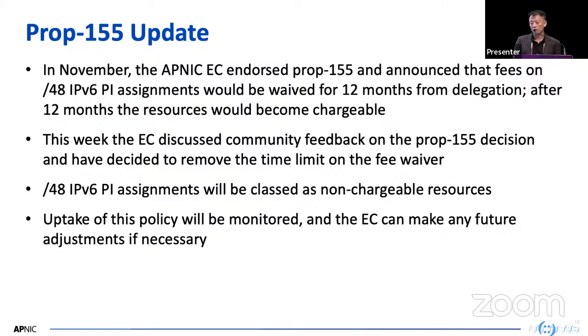On Proposal 155, last November the APNIC EC endorsed Prop 155 and announced that the fee for a /48 IPv6 portable PI assignment would be waived for 12 months for deployment. After 12 months, the resource would become chargeable. But after we got input from the community and consultation among different stakeholders, we decided to waive the 12-month requirement, so we removed the time limit for the fee waiver. A /48 IPv6 PI assignment will become classed as a non-chargeable resource. That's the latest update for Proposal 155.